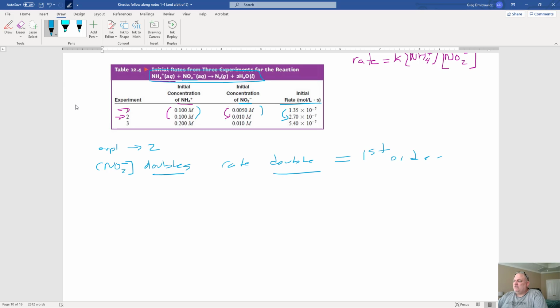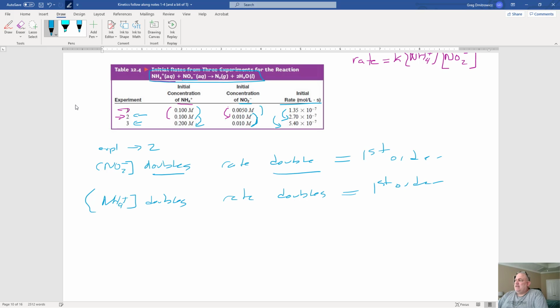You'll notice here that experiments 2 and 3, do you see how NO2 minus is held constant and the NH4 plus concentration doubles? And again, if you take a look, the rate doubles. So this is a pretty gentle way of doing this. That means that it's also first order.